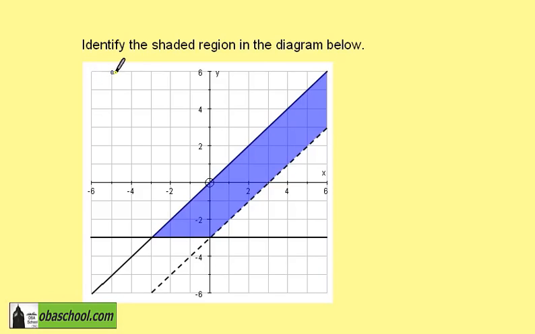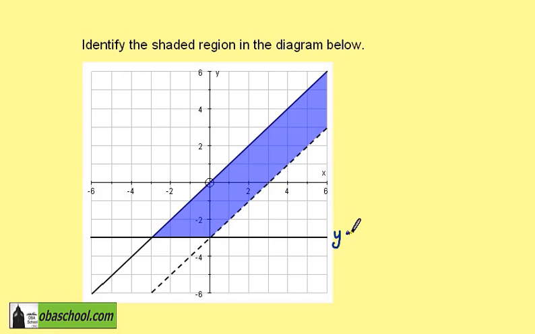We want to identify the shaded region in the diagram below. We need to identify the lines which are the boundaries of the region. It's between these two lines and above this one.